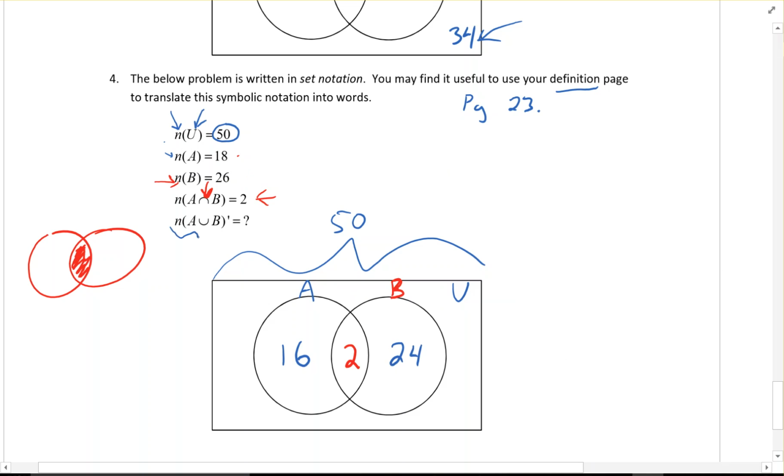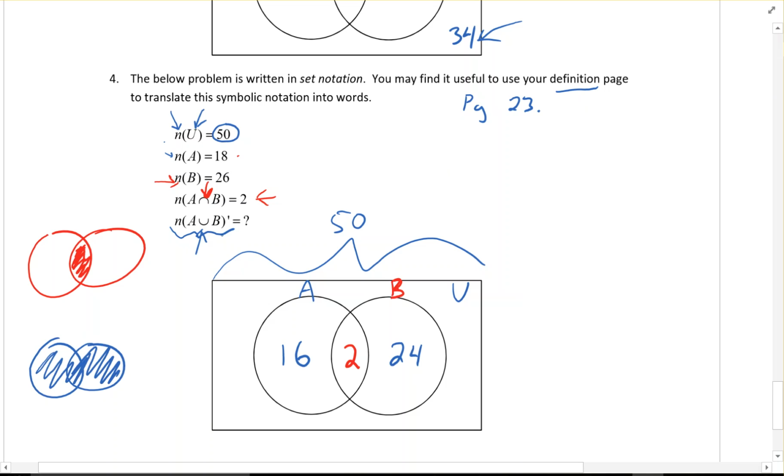The last thing we have to do is read this and know what it's asking for. This is saying A, and the upside down U is easier to remember because it stands for union. A union B. What does union mean? Have you ever been to a wedding where they said, welcome to this union? It's two things together. So A union B means the entire area. If you had two circles, the union would be everything, the whole thing.